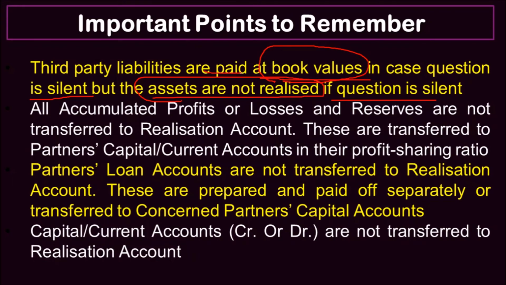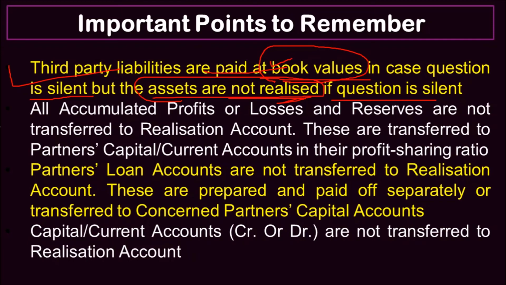Liabilities have to be paid at book value because we have to pay them. But assets cannot be realized at any value unless the question mentions it. So that is the important point here. Often students commit mistakes here because the question is silent about the liabilities and they miss it. So remember here, every third party liability will be paid. If the question is silent, then at book value.